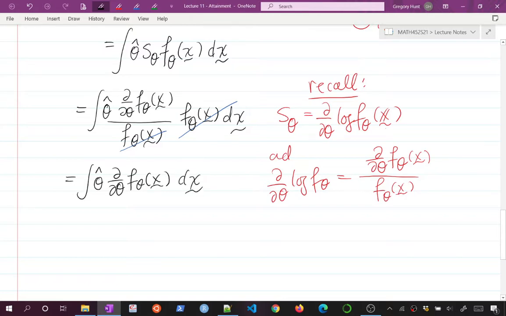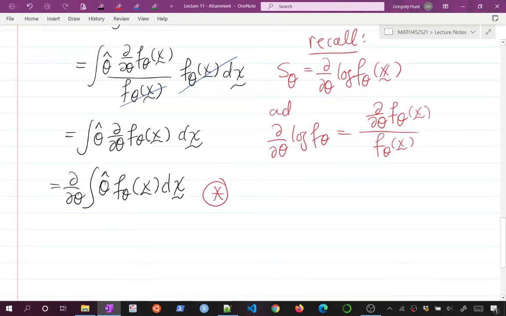Now, theta hat does not depend on theta, right? By definition, theta hat is a statistic. It can't depend on an unknown parameter. And so as far as the derivative with respect to theta is concerned, theta hat is a constant. It can go in the derivative, come out of the derivative. And so if we have enough regularity, I'll put a star here, we can bring that derivative outside. We can write it like this, where it is d d theta, we'll bring that outside the integral, so it's the derivative with respect to theta of the integral of theta hat times f theta dx.